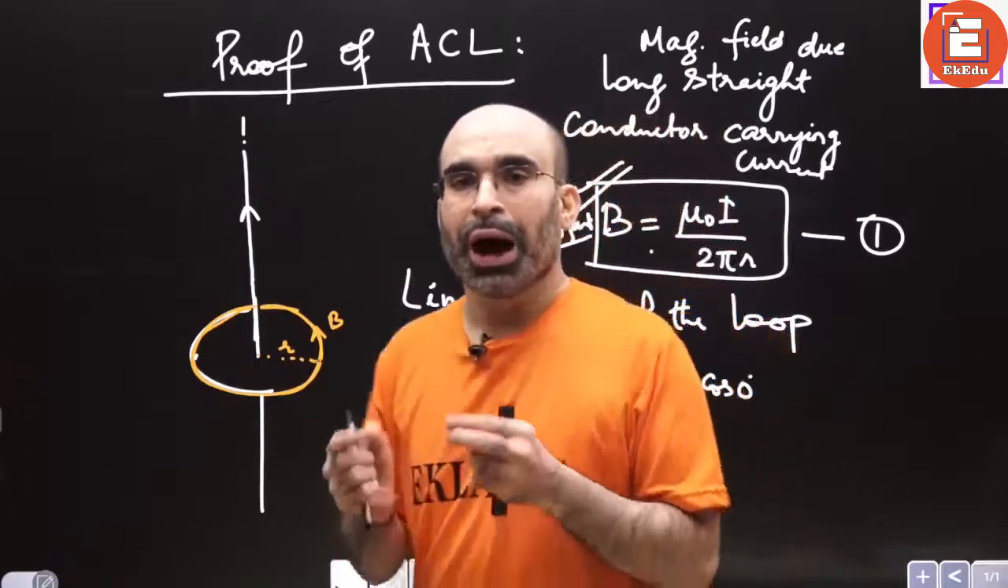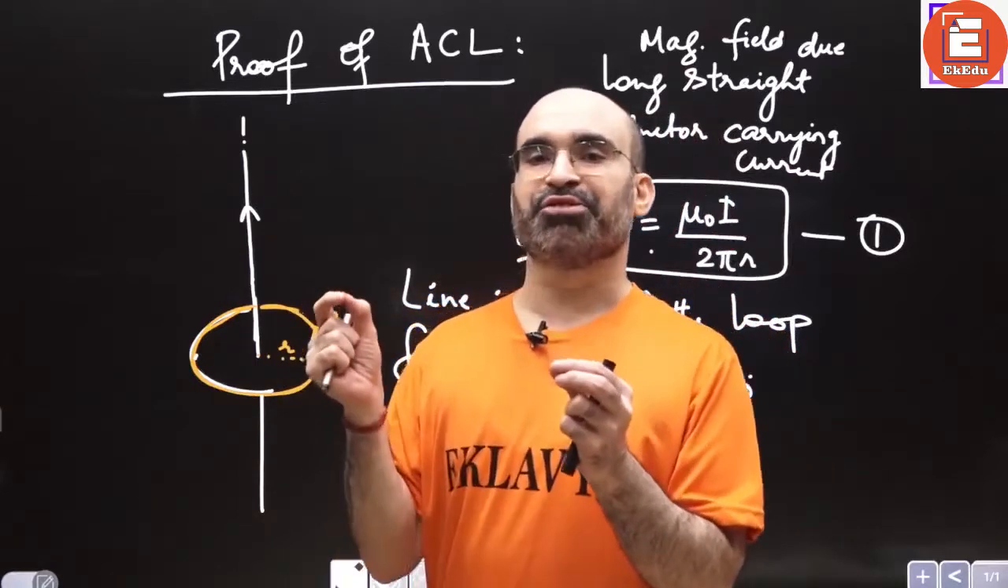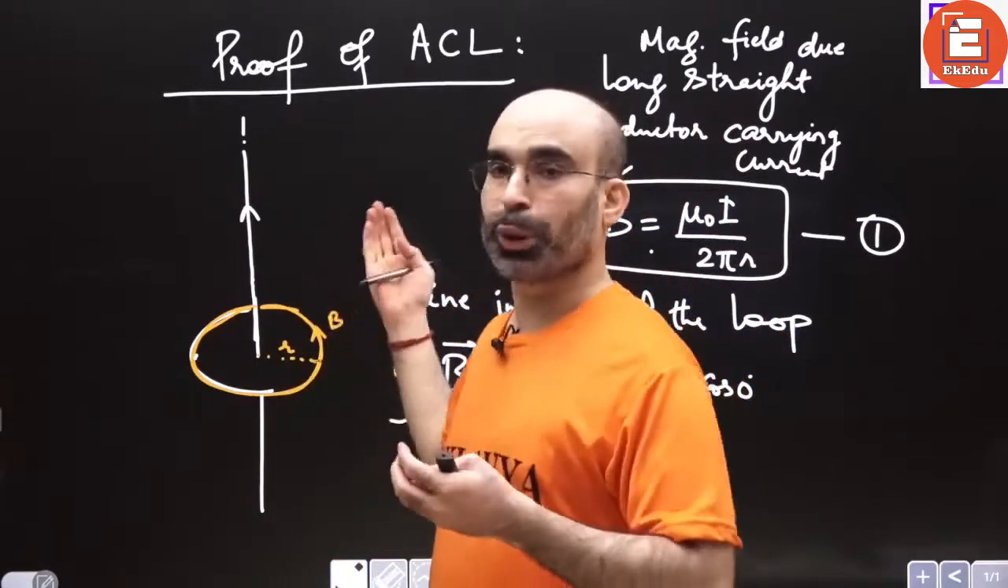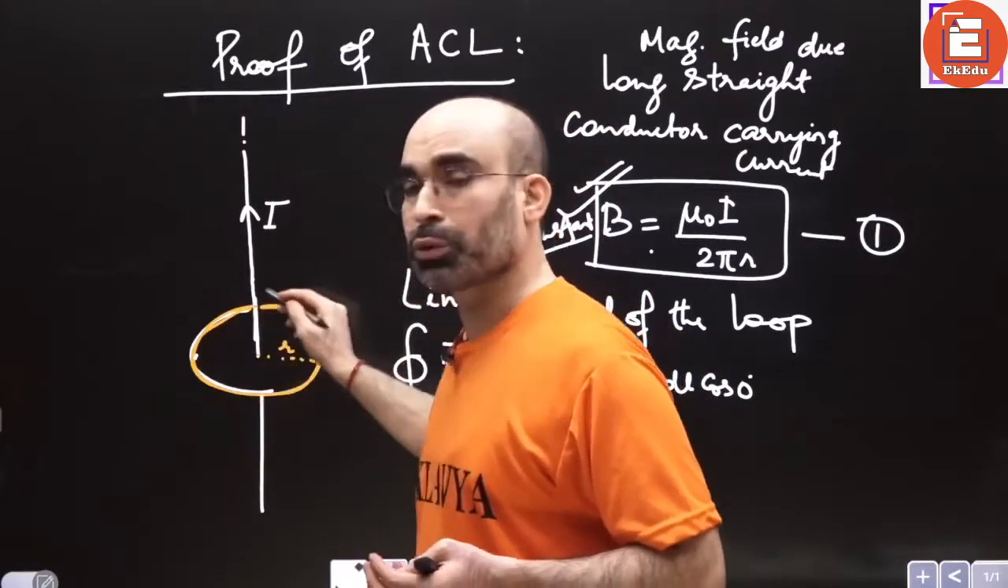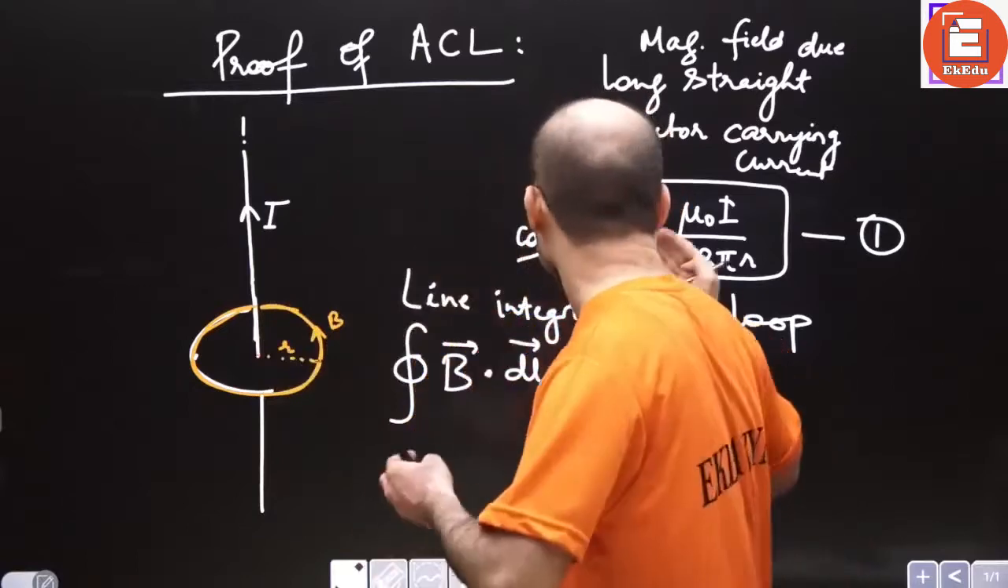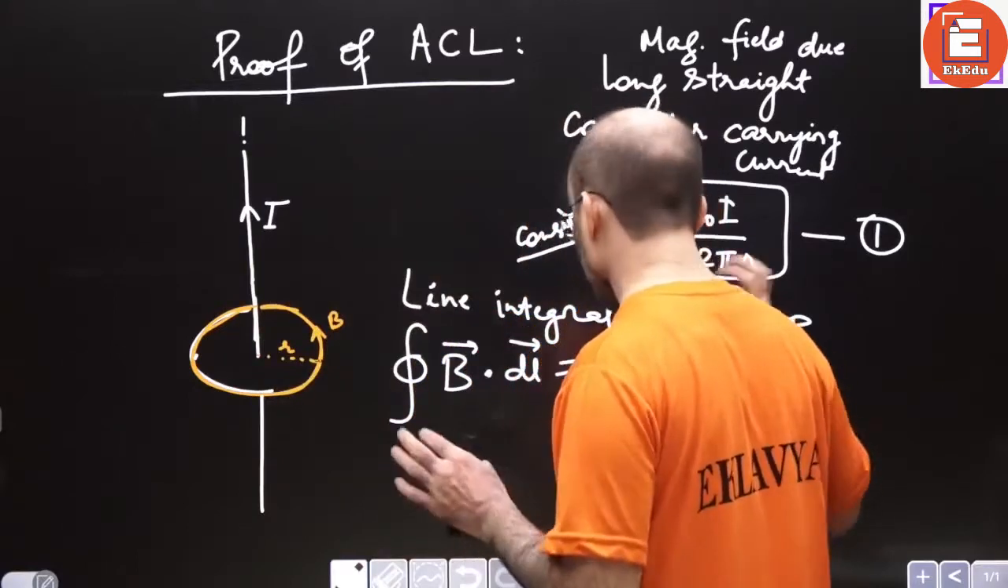That is quite simple, no? At R, if R is fixed, then the magnetic field is going to be fixed because the current is not changing. So at every point on the loop, the magnetic field is constant and the magnitude is this. This you have understood.